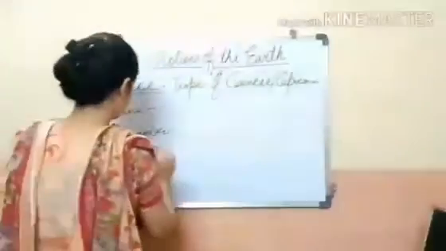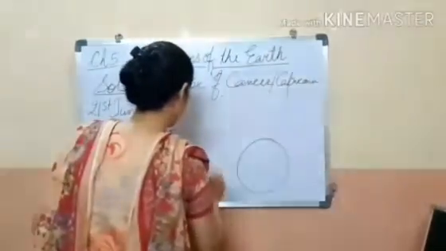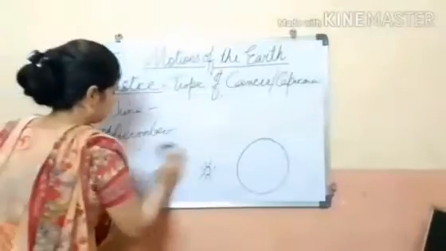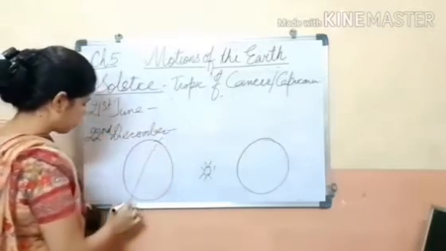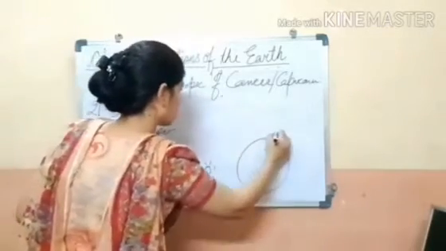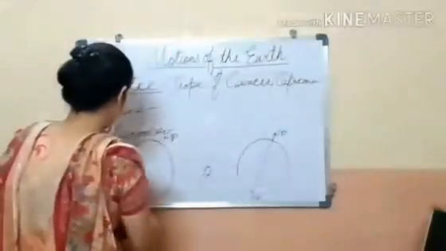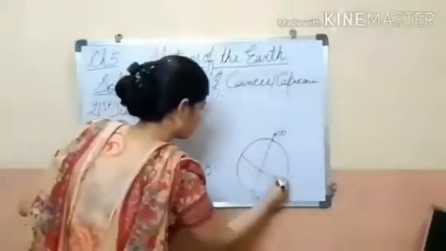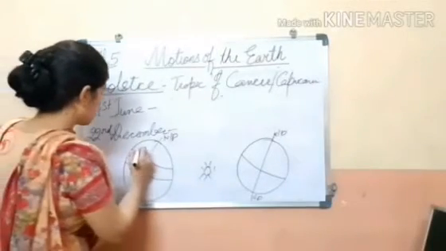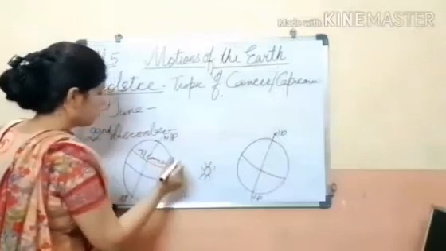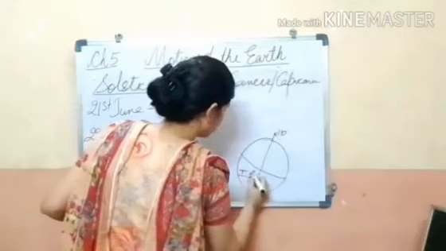Suppose this is the Earth and this is the Sun. The Earth has its own axis. This is the North Pole, this is the South Pole, and this is the equator. As I told you, the Tropic of Cancer is in the upper part, in the northern hemisphere, and in the southern hemisphere you will find the Tropic of Capricorn.